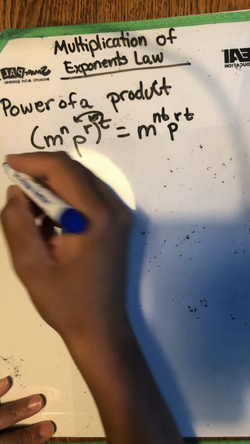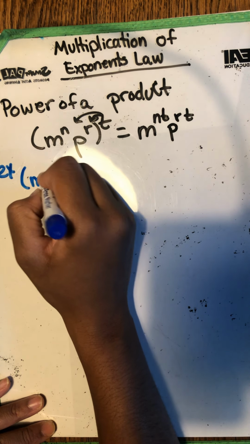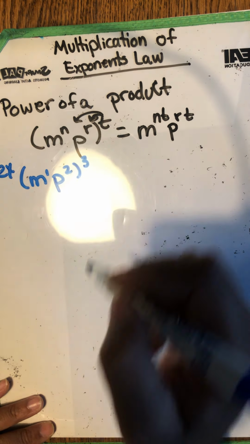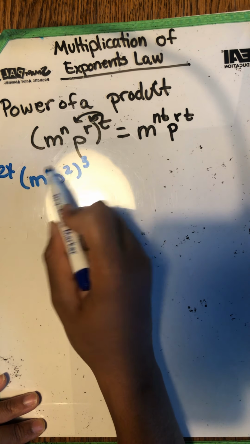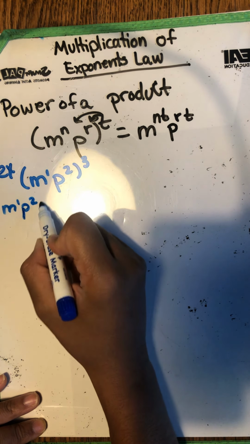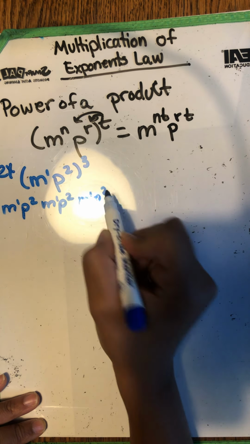And the reason why is exactly the same as before. So for example, I'm going to say m to the 1, p to the 2. I'm not going to be fancy. This means I have each of these 3 times. I have an m1 once, m1p squared twice, m1p squared 3 times.